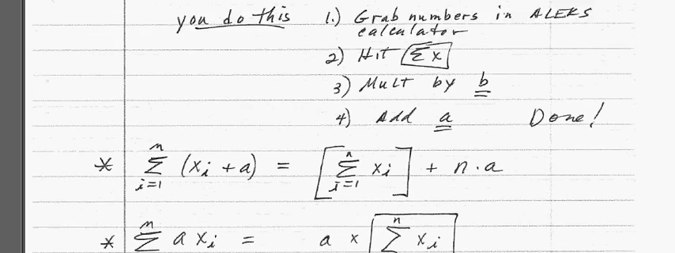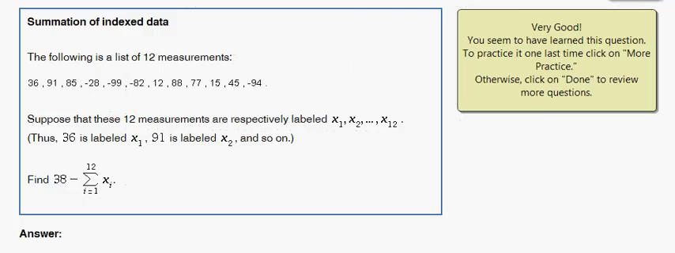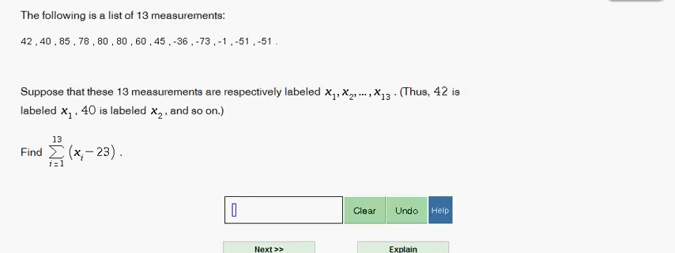So let me show you another example that may show up in ALEKS. Let's get another problem up here. Okay, notice this type now. We have the summation, and then we have a parentheses, which is going to be your x sub i minus some number.